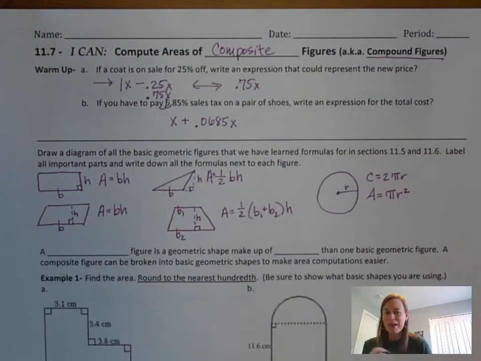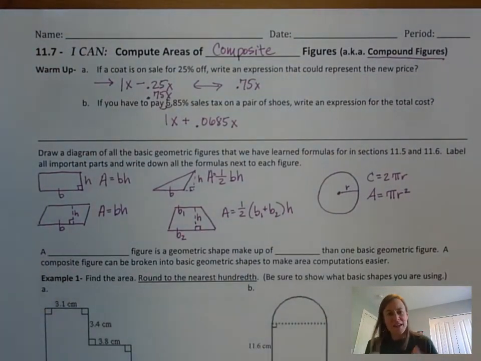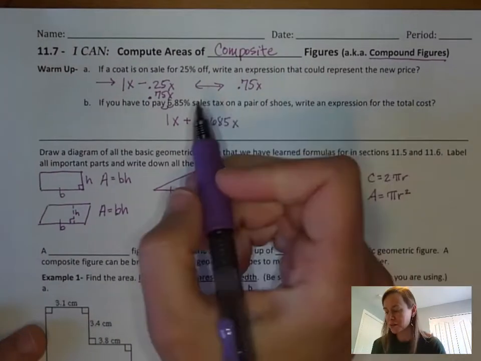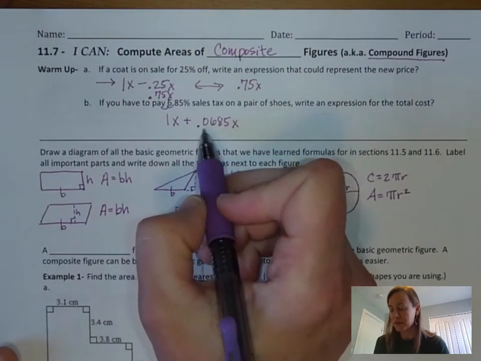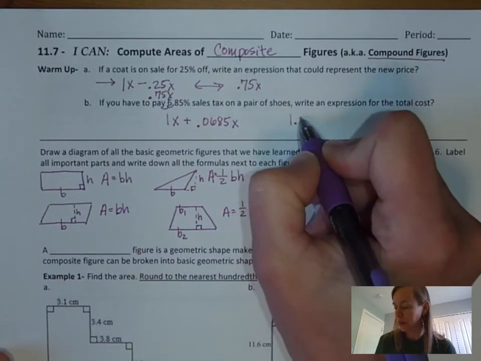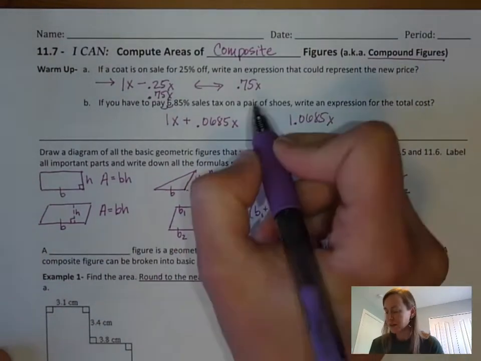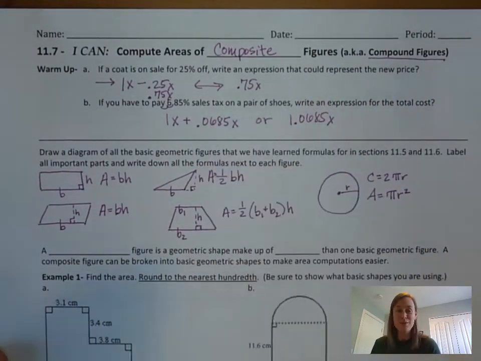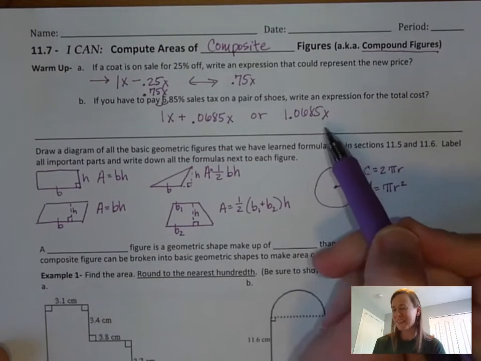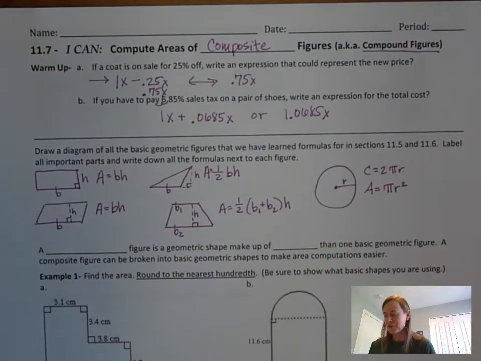Now, is there another way to write this more efficiently also? Why, yes there is. You could put that coefficient there again, and then you can combine your like terms. 1 plus 0.0685 is going to be the same thing as 1.0685 times X. So you could do this either way. Both of those would be perfectly correct. This is just a little bit shorter in the calculator. Alright, so two different ways to write the expression for total cost once you add sales tax. Let's go to the next thing.